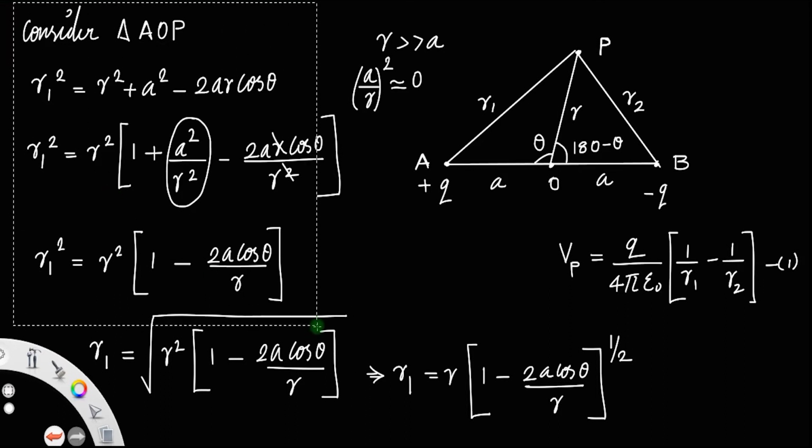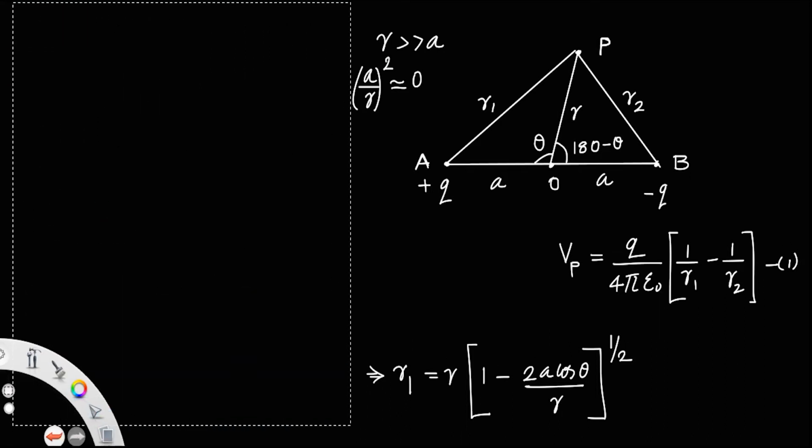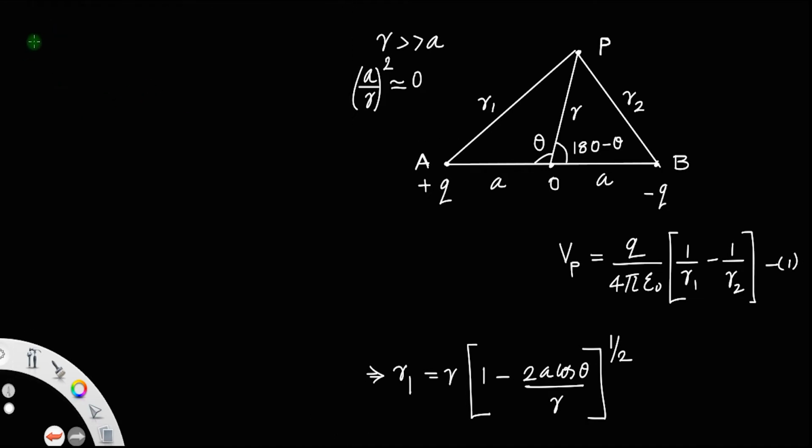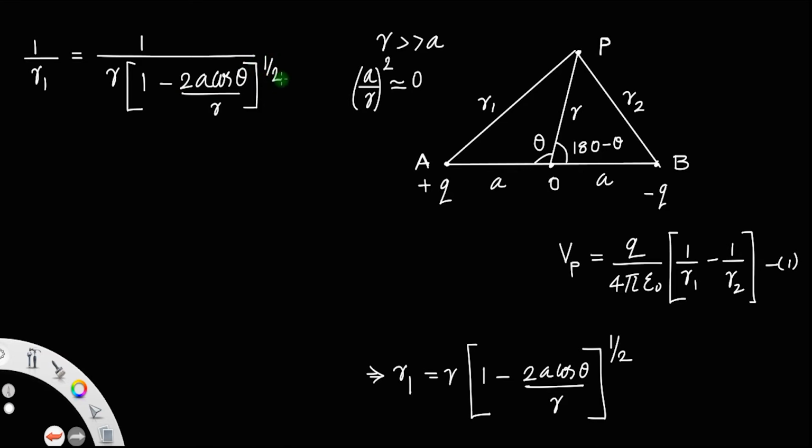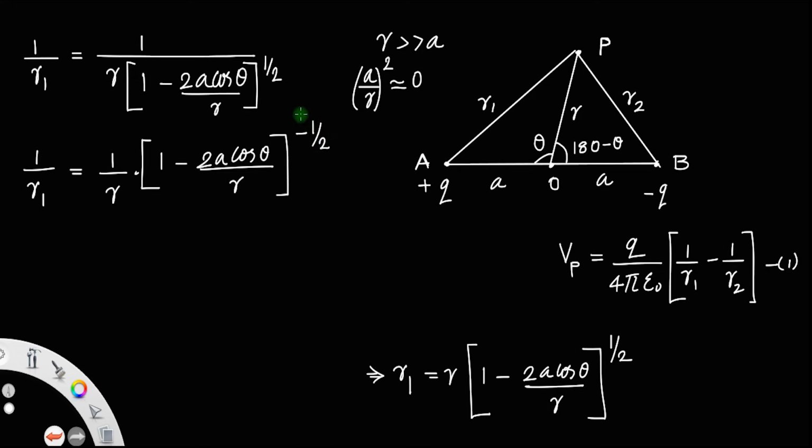Now if you take the reciprocal on both sides, that is 1 by r1 is equal to, if you take the reciprocal on the left side, you have to take that also on the right side. That is 1 by r into 1 minus 2a cos theta divided by r whole raised to 1 by 2. So 1 by r1 is equal to 1 by r into, you can take this term to the numerator, 1 minus 2a cos theta divided by r whole raised to minus 1 by 2. The sign of the power changes. You know this term 2a cos theta by r. Let me erase this.